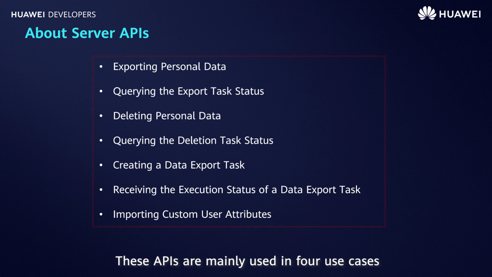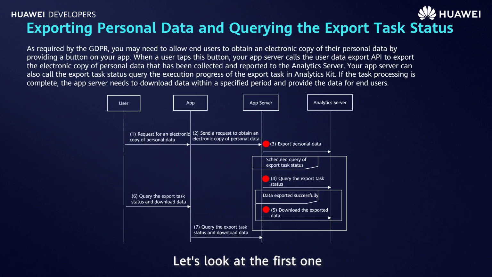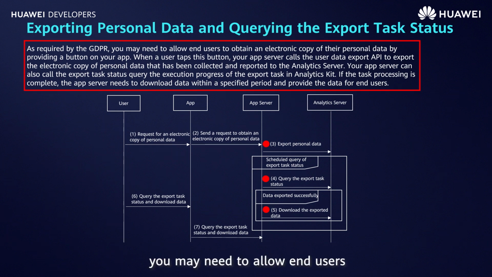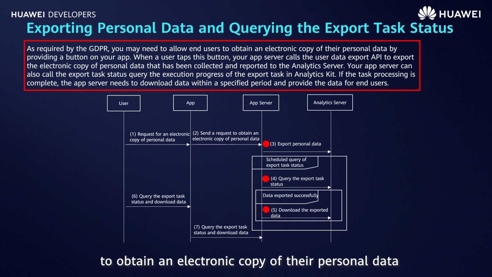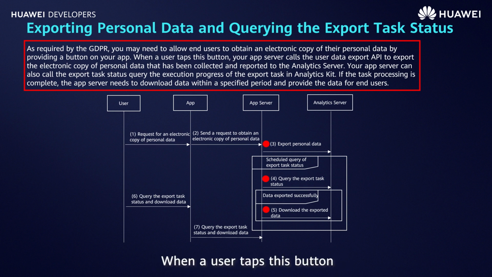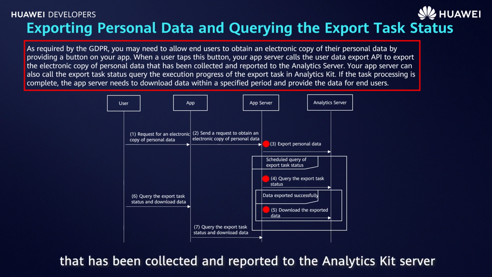These APIs are mainly used in 4 use cases. Let's look at the first one. As required by the GDPR, you may need to allow end users to obtain an electronic copy of their personal data by providing a button in your app. When a user taps this button, your app server calls the User Data Export API to export the electronic copy of personal data that has been collected and reported to the Analytics Kit server.